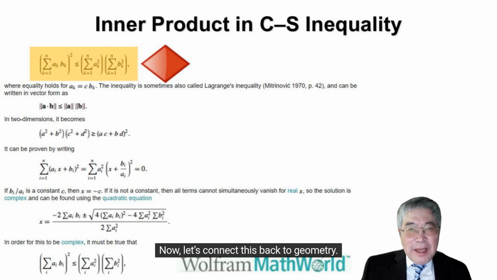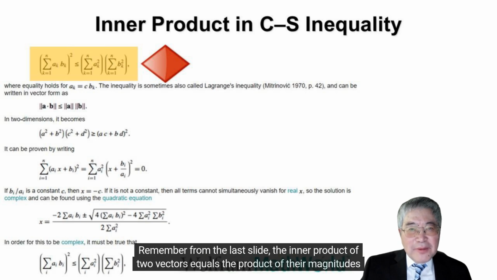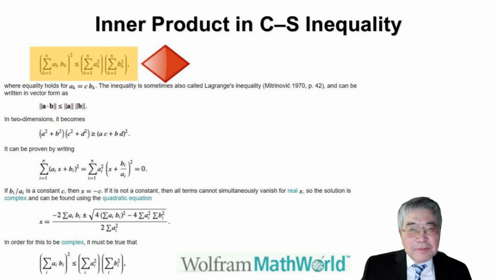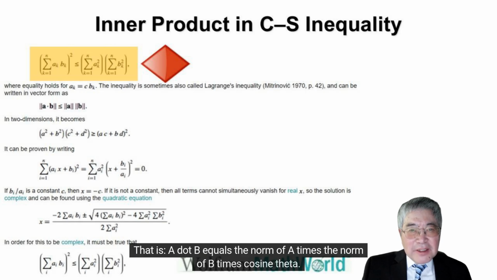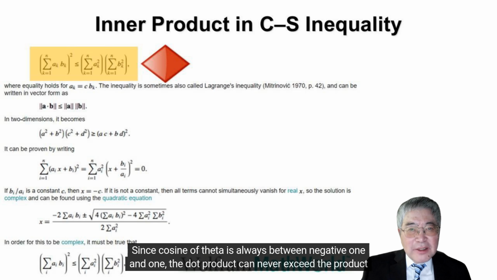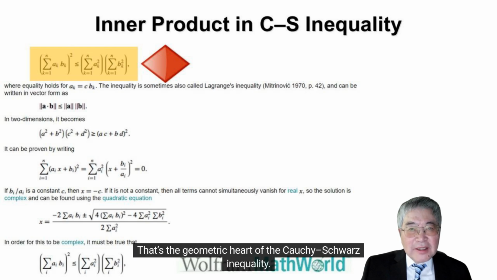Now let's connect this back to geometry. Remember from the last slide, the inner product of two vectors equals the product of their magnitudes times the cosine of the angle between them. That is, a dot B equals the norm of A times the norm of B times cosine theta. Since cosine of theta is always between -1 and 1, the dot product can never exceed the product of the magnitudes. That's the geometric heart of the Cauchy-Schwarz inequality.